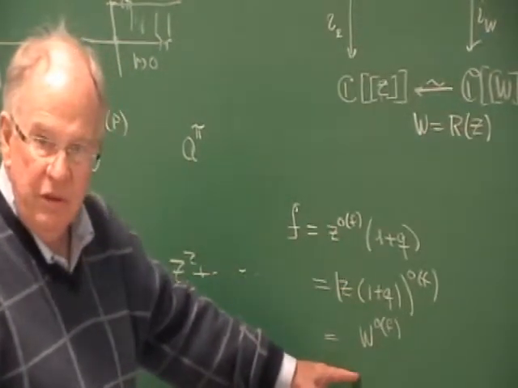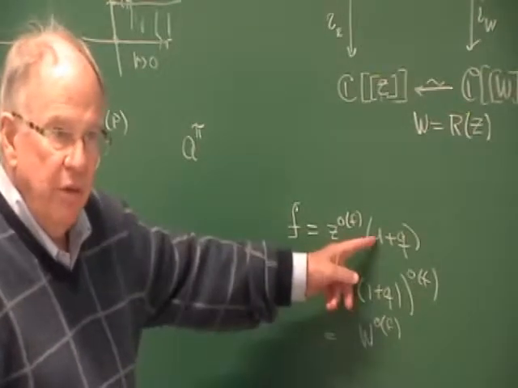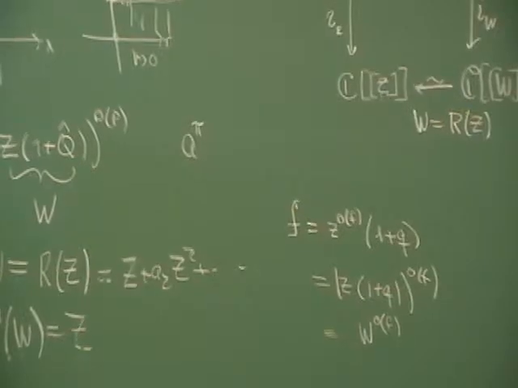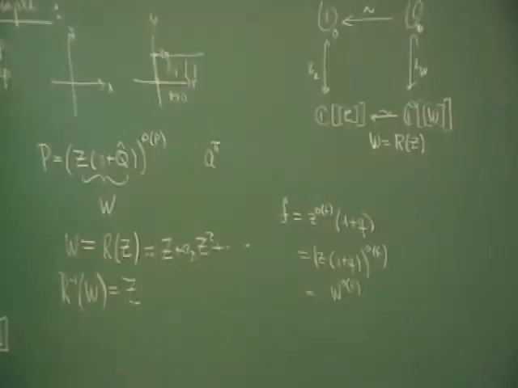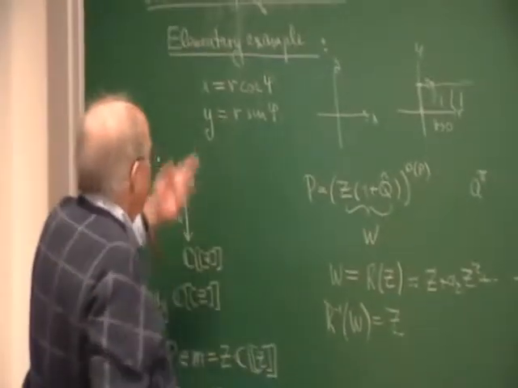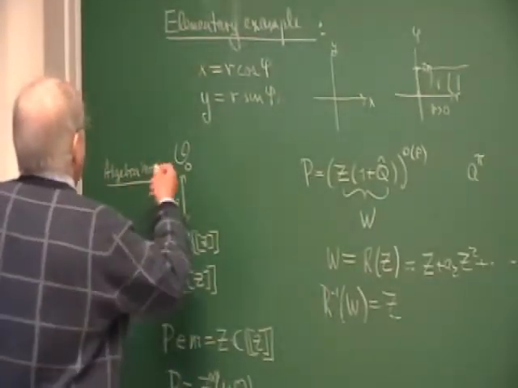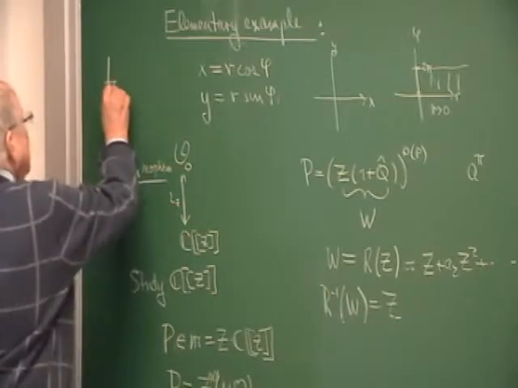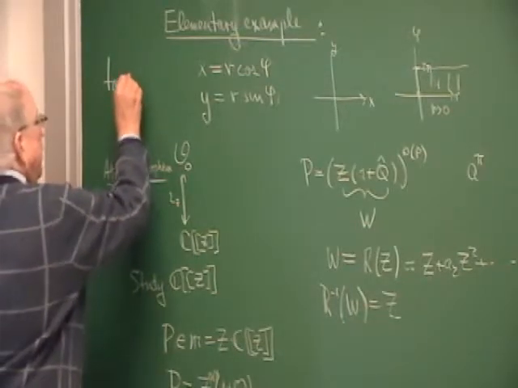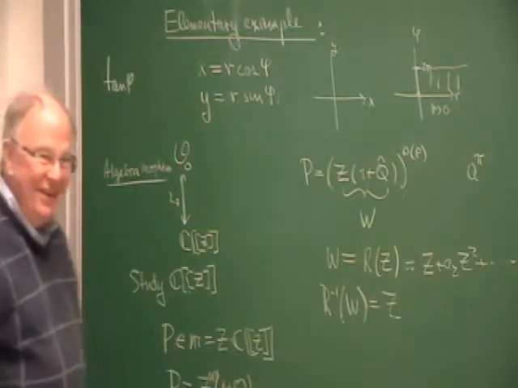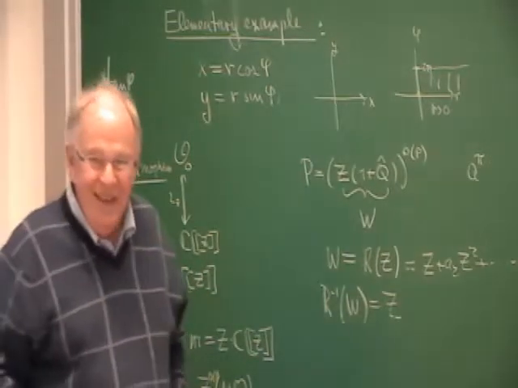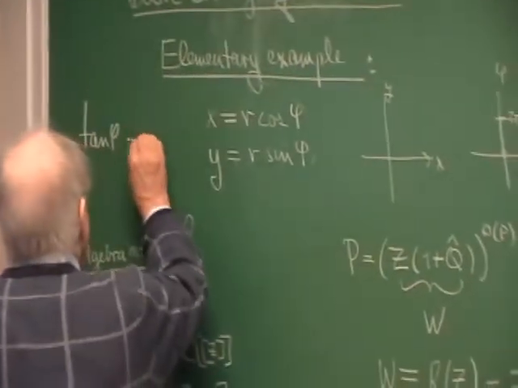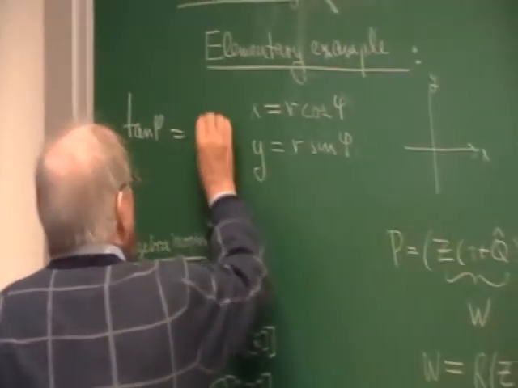These procedures here must be convergent. Otherwise, they don't even make any sense in many regions. For example, let me give you an example here. You have some terrible function which is called tangent of phi. Tangent of phi you hate. So after change of variables, tangent of phi is y over x.